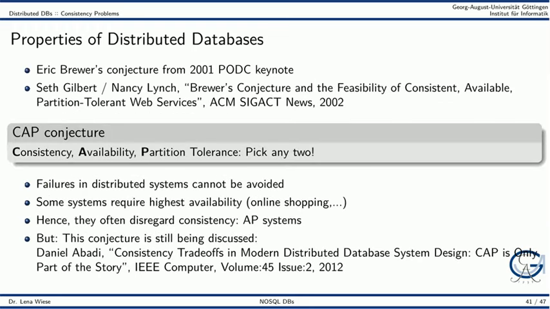The so-called CAP conjecture covers the fact that from the three properties of consistency, availability, and partition tolerance, not all three can be achieved at the same time. In distributed systems, failures can usually not be avoided, and certain systems require high availability, like online shopping. Such systems are often called AP systems because they prefer availability and partition tolerance and disregard consistency.